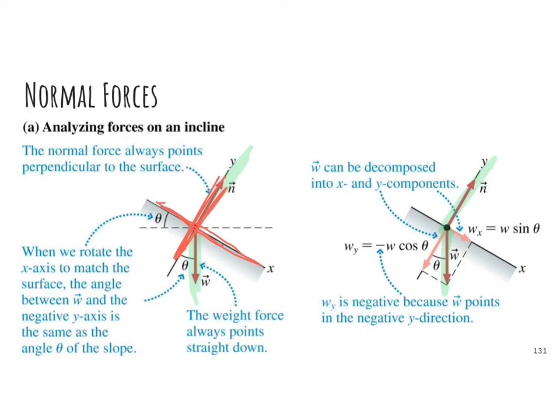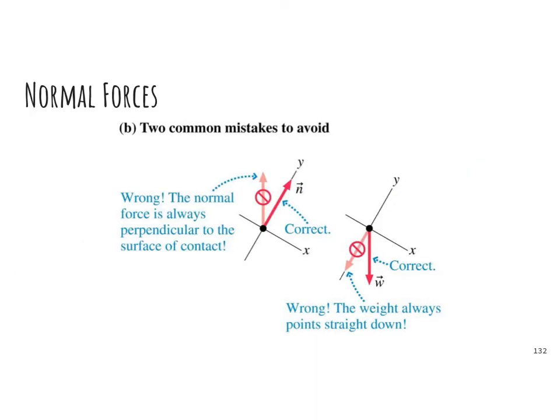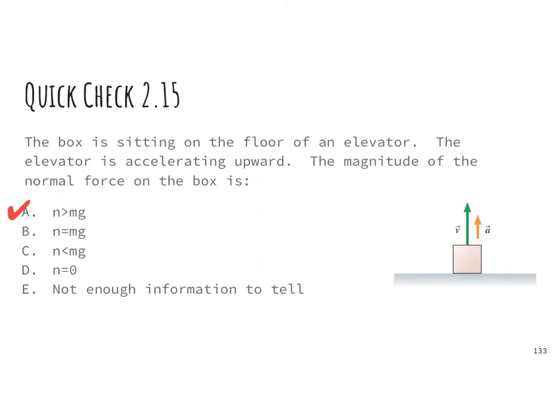So the weight force is still going to point straight down. The normal force is going to point perpendicular to the surface, and the angle that we tilt it right here is going to match the angle that our weight force is changing right there. That has to do with complementary angles from geometry. So a couple of common mistakes to avoid: the normal force is not straight up, right? It is perpendicular to the surface, and the weight is not straight in the y direction. It is straight down. So here's a quick check for us.